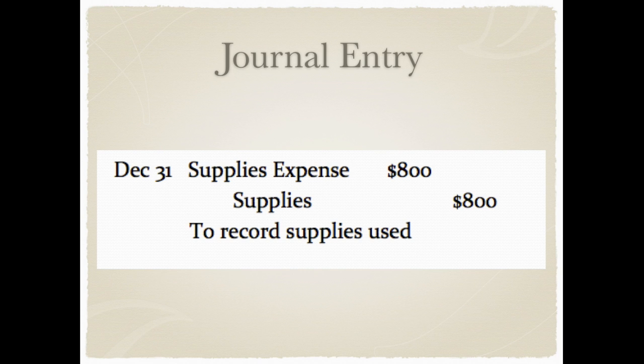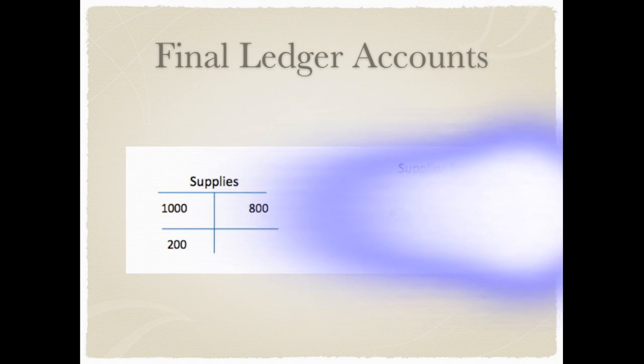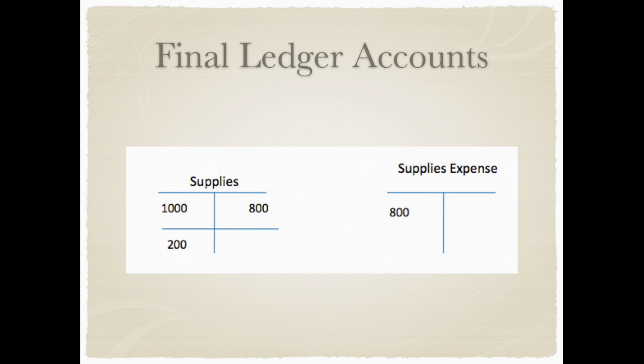To make a journal entry for this, you would make a supplies expense account as shown here, and you would debit that since it is an expense account. Now, we're just assuming that the fiscal period ends at December 31st. That's an important point. And we also have to credit supplies because supplies has gone down, and you have to represent that. So this is how the final ledger accounts for supplies and supplies expense would look like. As you can see, they both balance.